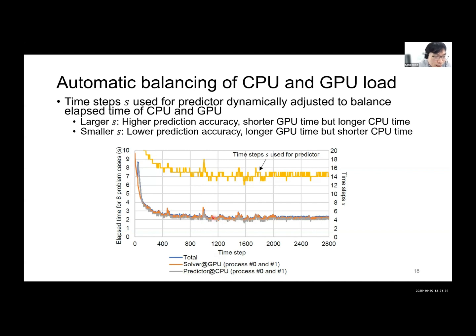Also, you can see that depending on the input data of the PDE simulation, there are differences in the convergence history of the solver. We can adjust this CPU and GPU time dynamically such that we can get almost the same time on the CPU and GPU throughout the simulation.